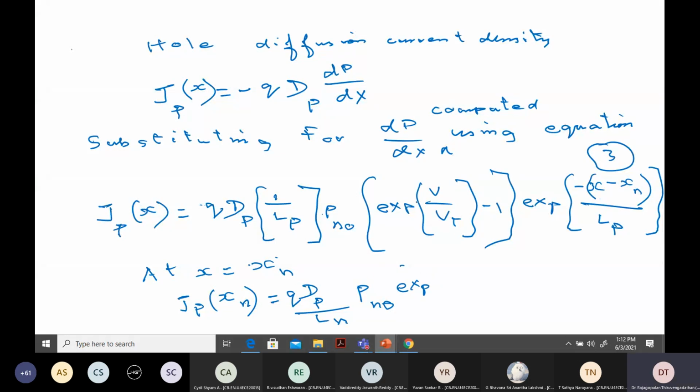I have substituted x equal to xn, so this term will be gone because e power minus 0 is 1. Only this term will remain. So I will get exponential of V by Vt, with one more bracket here, minus 1. So that is the maximum hole diffusion current density here.